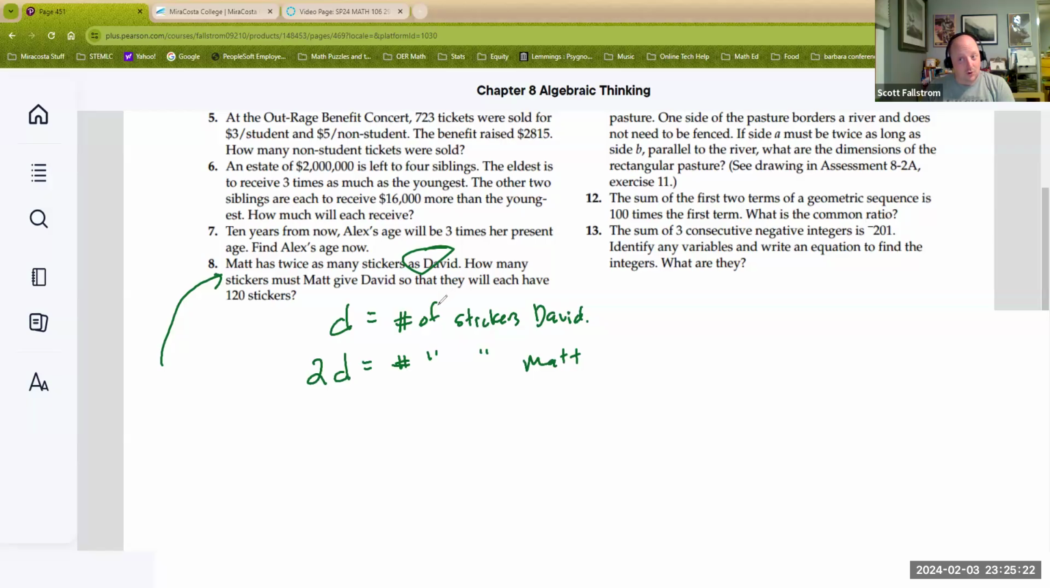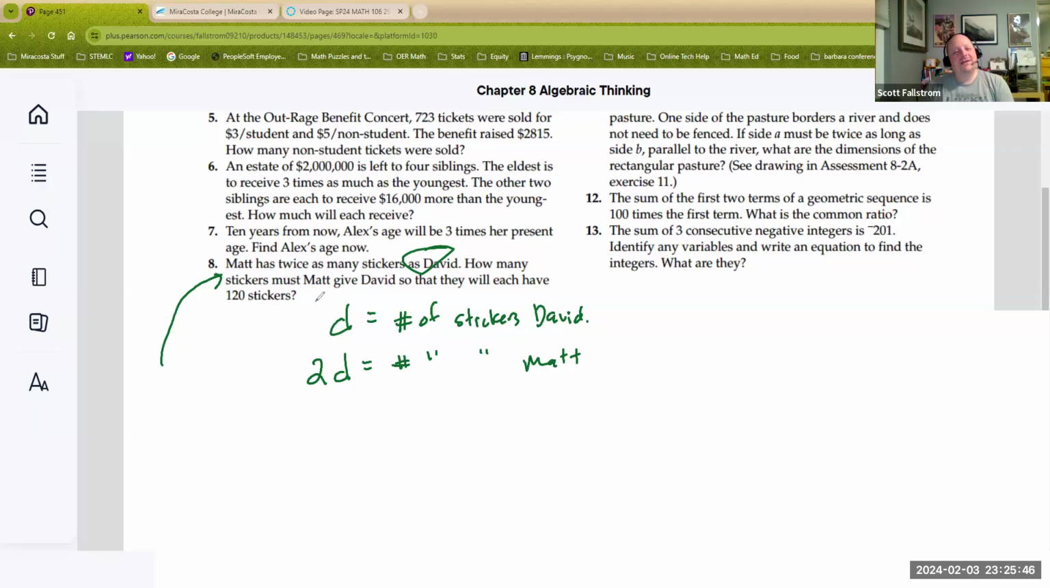Okay, perfect. How many stickers must Matt give David? So again, Matt has more. Matt needs to take some away and give to David, so they each have 120 stickers. See what I'm saying? And they would be equal then, right? So there you go. That's what we need. Here's kind of a big hint.